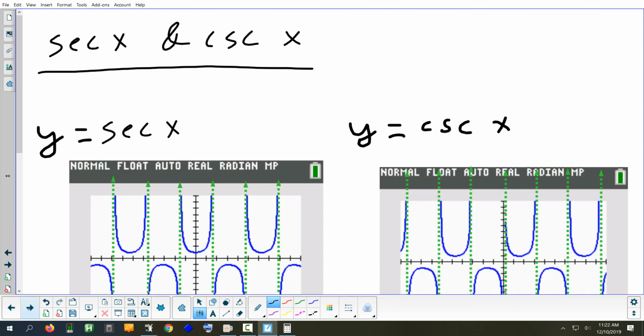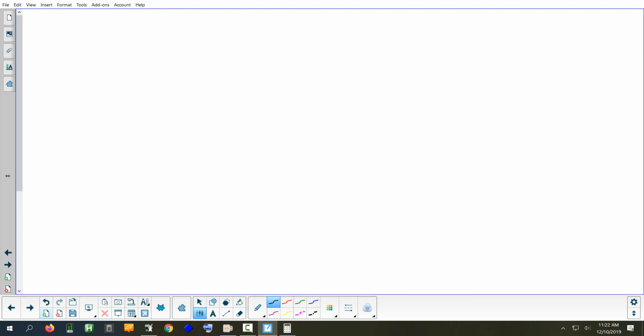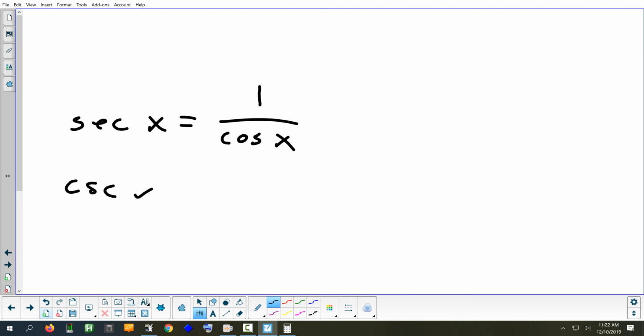Okay. So let's take a look at secant and cosecant. Start with secant. Anyone remember how you can write secant as a fraction? Like if you wanted to type secant of 10 degrees in the calculator, this is how you'd have to type it. 1 over cosine. How about cosecant? Yep. 1 over sine.